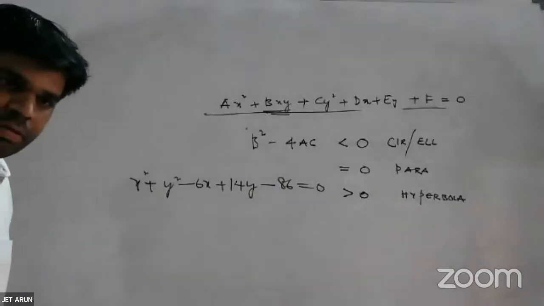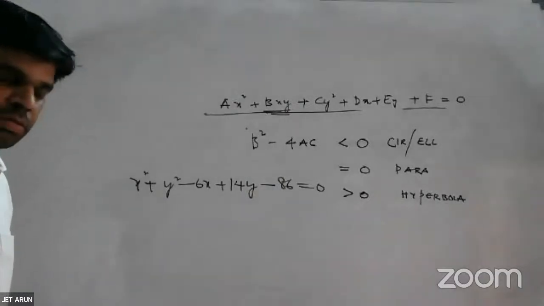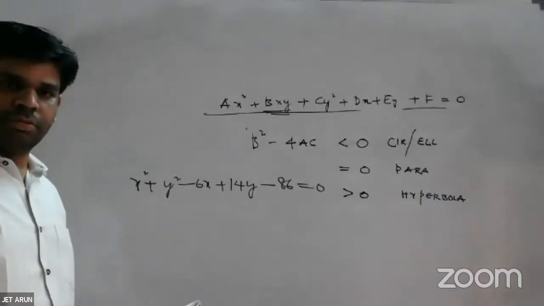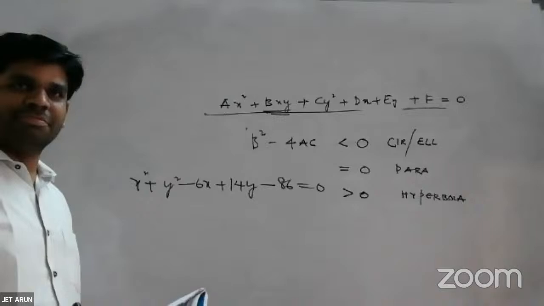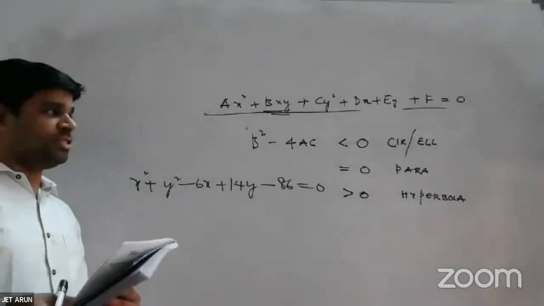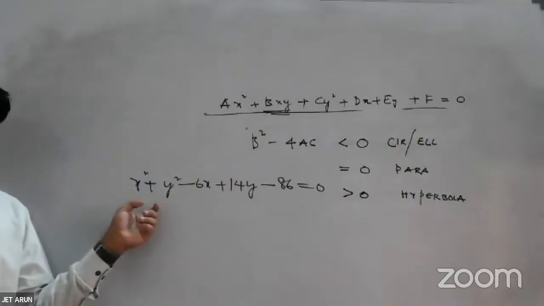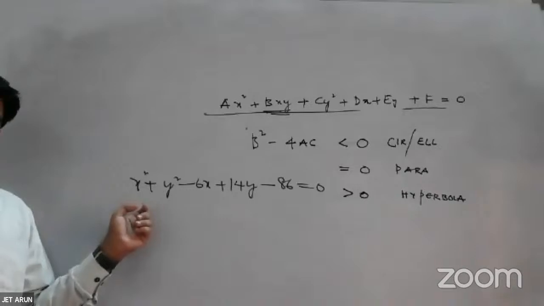Less than 0, sir. It's a circle or an ellipse. But A is equal to C, sir, so it's a circle.